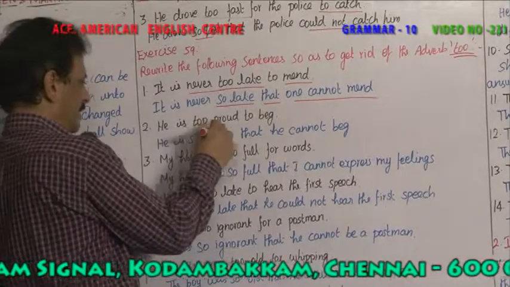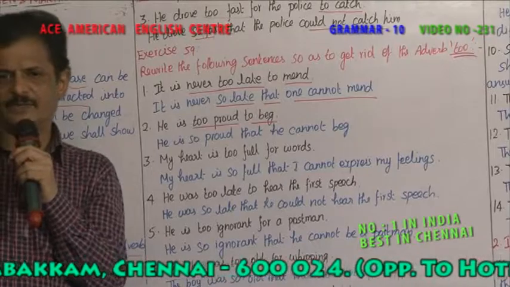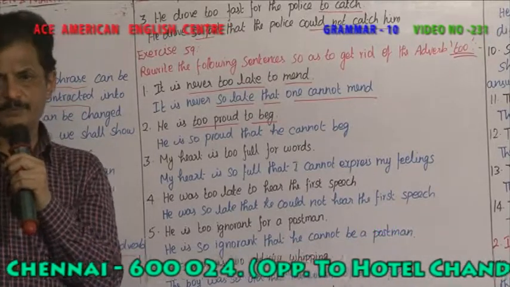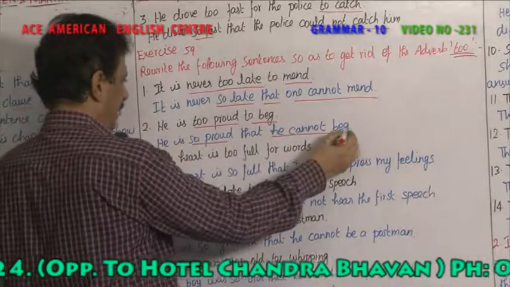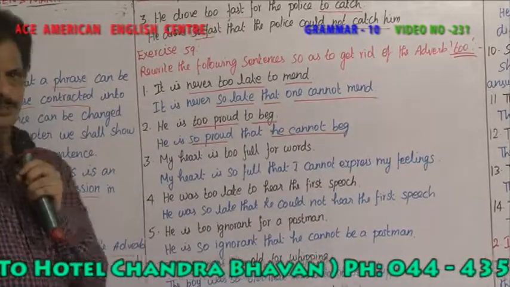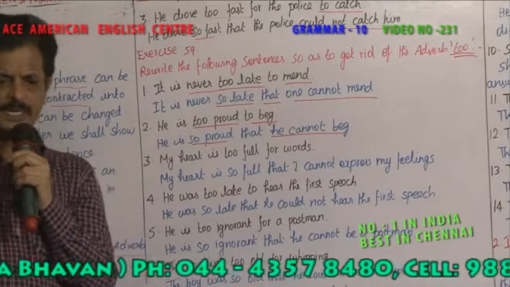He is too proud to beg. What do you mean by that? His self-esteem, his self-respect doesn't allow him to beg. So he is so proud that he cannot beg. He has a high amount of self-respect, so he is not ready to beg.